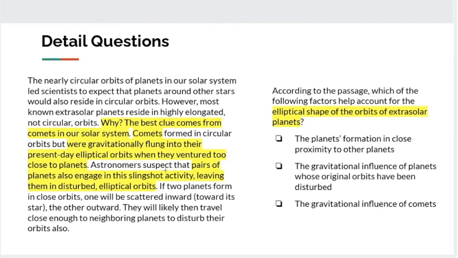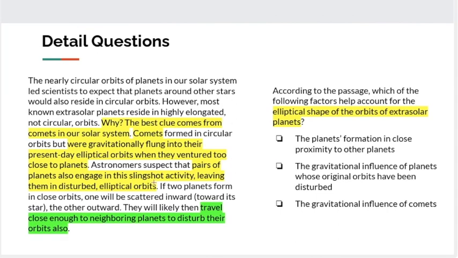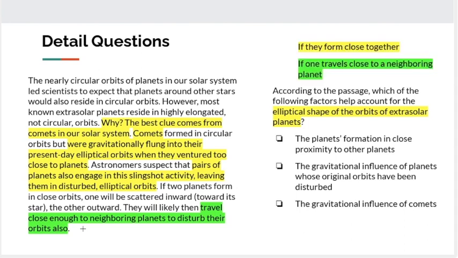So if you have pairs of planets that engage in this slingshot activity, that means that the planets are close together. A pair of planets close together. And then the second piece of evidence is here at the end. And it says that if two planets form in close orbits, one will be scattered inward, the other outward. They will then travel close enough to neighboring planets to disturb their orbits also. So, two pieces of evidence. One, they form close together. Two, if one travels close to a neighboring planet, regardless of where they were in relation to one another when they formed.